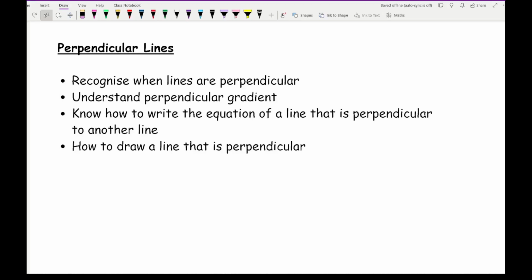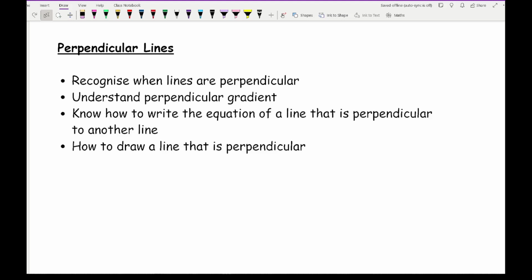So again, key things you want to remember is know how to recognize when lines are perpendicular. Now, perpendicular means that two lines meet at a 90-degree angle. You also need to understand perpendicular gradient. So if a line has got a gradient of 3, then a perpendicular line is going to have a negative reciprocal. So you just do minus, change the sign and make it 1 over. Remember, if you've got fractions, flip the fraction, change the sign.